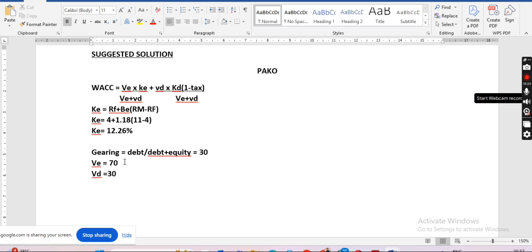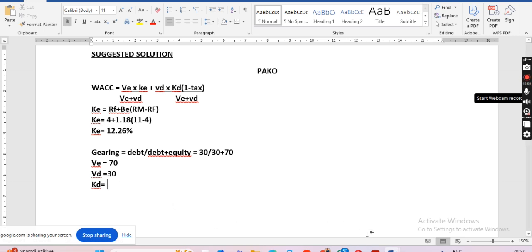Class, this shows that the value of equity is 70, because if you put 30 here, then the balance is 70. You can now put it here. The denominator will become 100. So the value of equity is 70, while the value of debt is 30, 30 plus 70. Okay. All right. Now, what is the cost of debt?